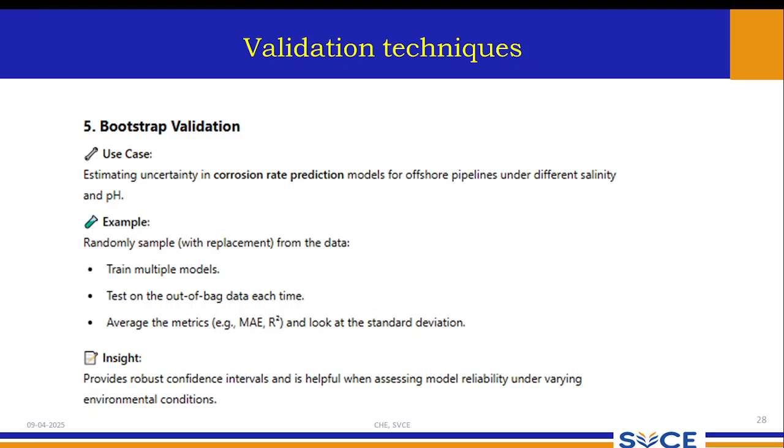So what is this case actually? Bootstrap validation is to train multiple models and test on the out-of-bag data each time. Then average the metrics and look at the standard deviation. It randomly samples from the data.